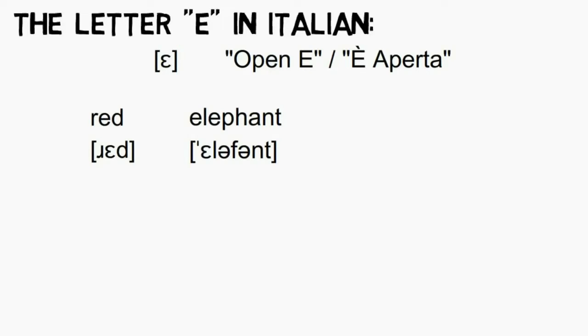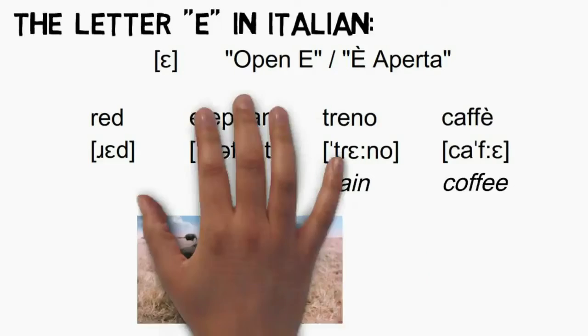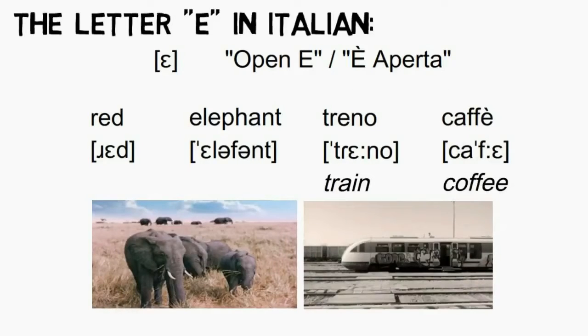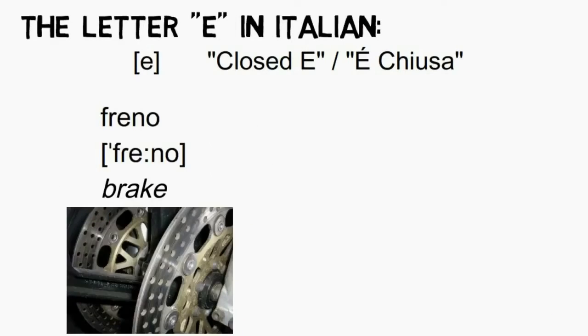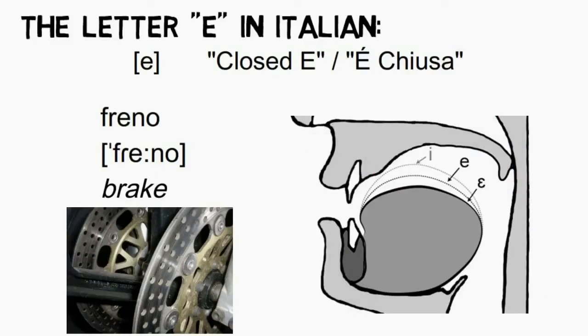It shows up in Italian in words like treno and caffè. In IPA, this vowel looks like a big curly E. The other E, as in freno, is known as the closed E, e chiusa. It shows up in IPA as a lowercase e, and since it's a new sound for most English speakers, we'll need to go back to tongue placement to figure out really where it is in your mouth.